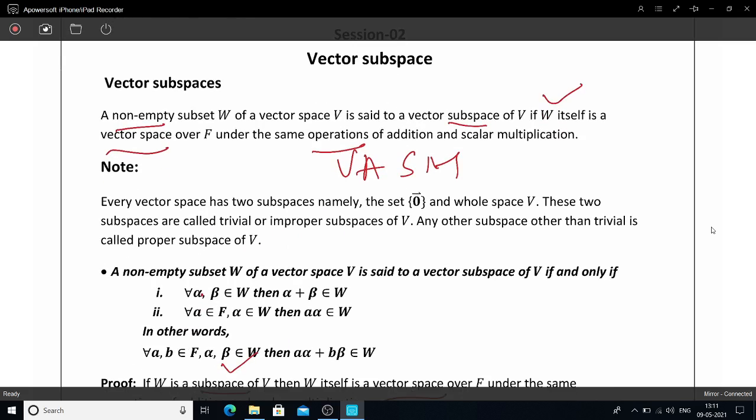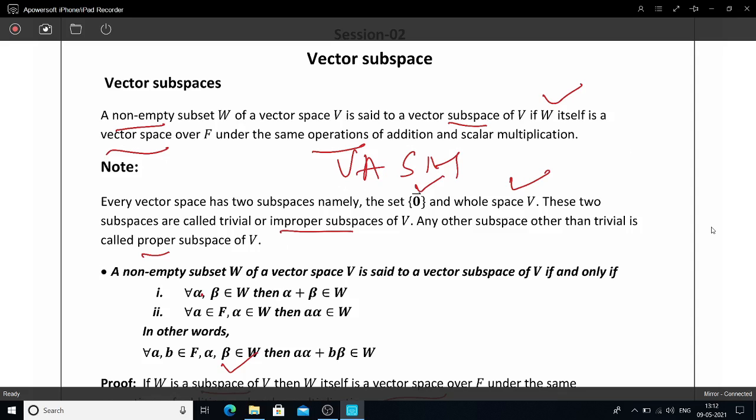There are two types of vector subspace, namely improper and proper. The set containing only the additive identity and the vector space itself are called improper. That means only two are improper, the rest are proper.